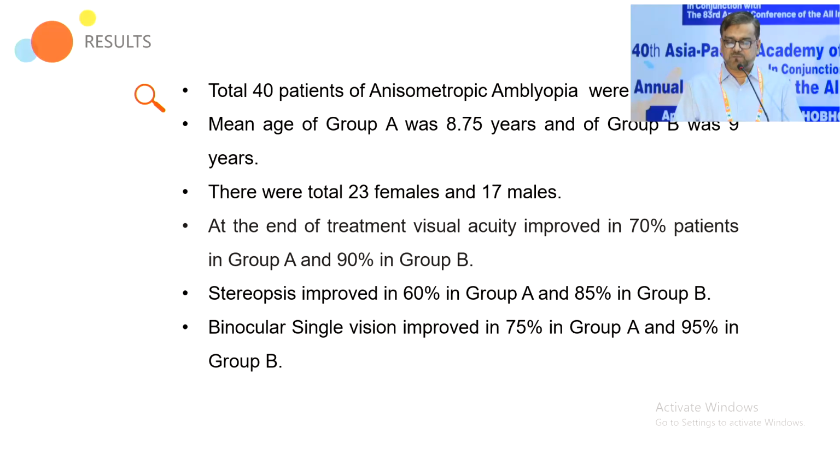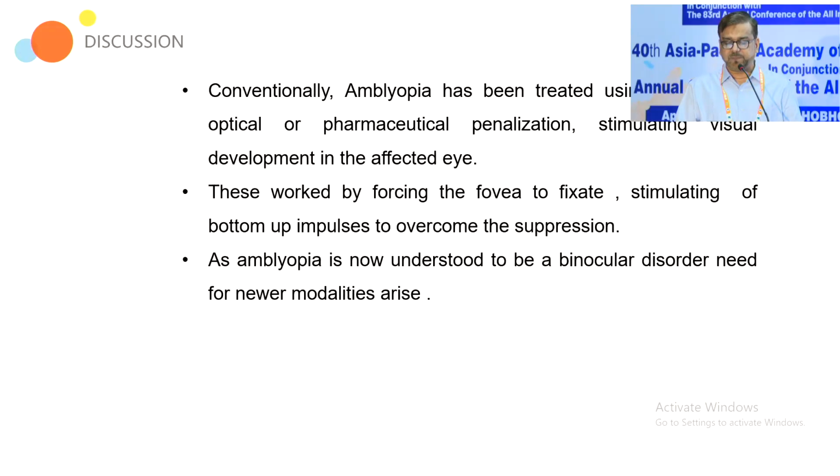A total of 40 patients of anisometric amblyopia were taken. Mean age of Group A was 8.75 years and of Group B was 9 years. There were 23 females and 17 males. At the end of treatment, visual acuity improved in 70% in Group A and 90% in Group B. Stereopsis improved in 60% in Group A and 85% in Group B. Binocular single vision improved in 75% in Group A and 95% in Group B.